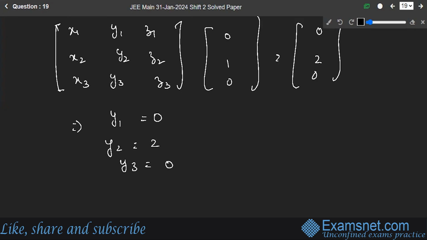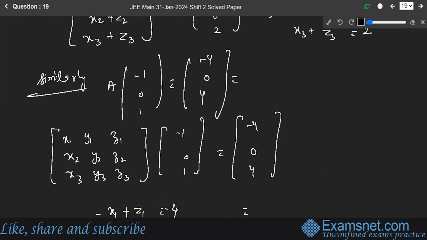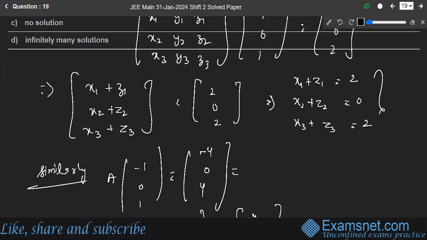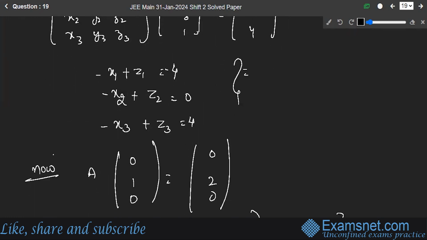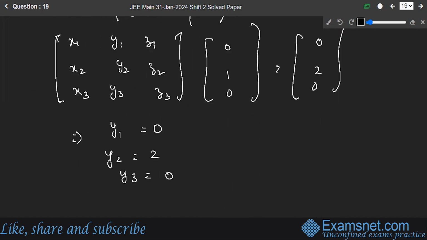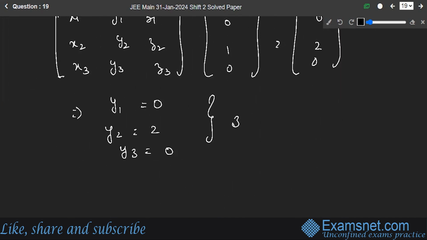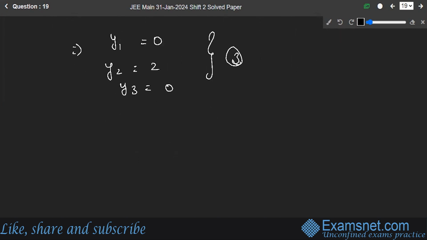Now we have these equations. This is the first set, this is the second set and third set. These are the three sets. If you solve all of them, this involves only the calculations using 1, 2, and 3.